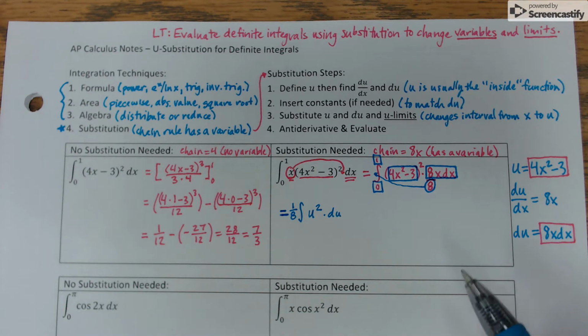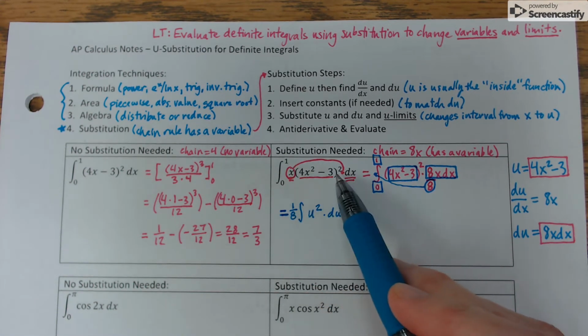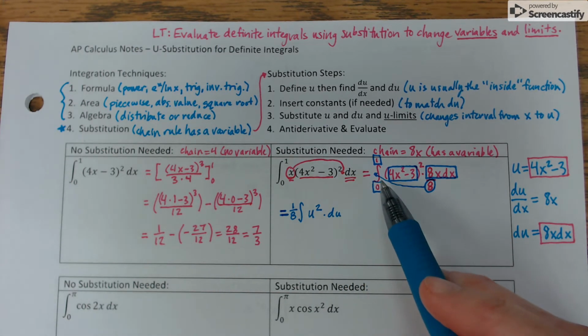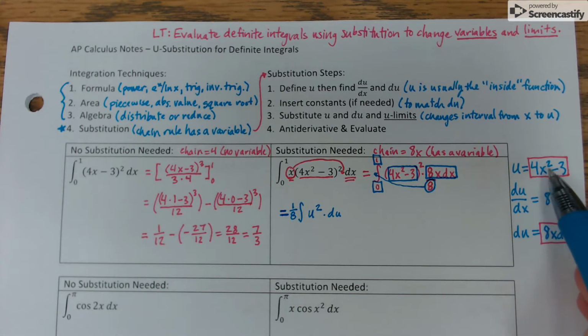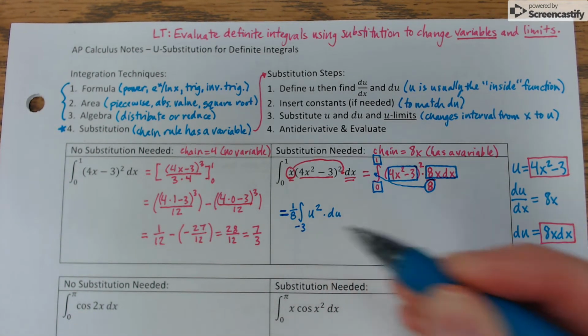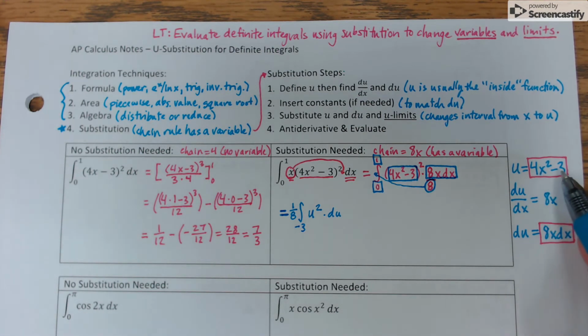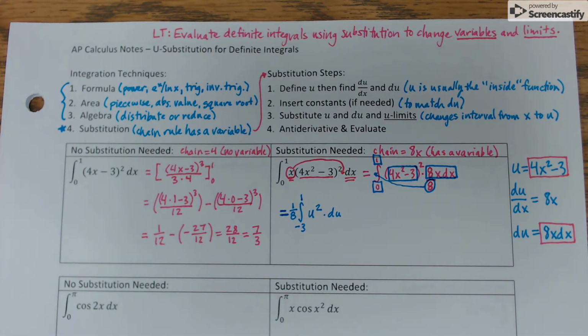The reason I have to change my limits is because in the beginning of the problem, these limits were x values, and now my integral is in terms of u, so I need to turn them into u values as well. And the way that you do that is you take your lower limit 0, and you plug it into x in the u function. So 4 times 0 squared minus 3 would give you -3 as your new lower limit. You do the same thing with 1, your upper limit. 4 times 1 squared minus 3 would give you 1. So you've now converted your limits to u limits.